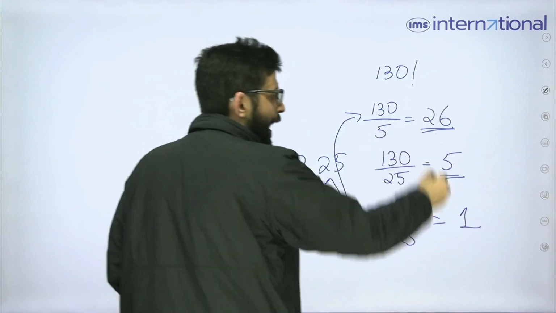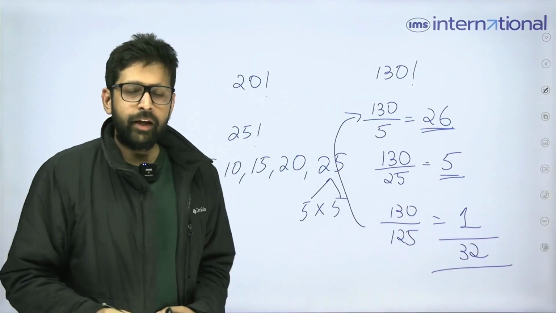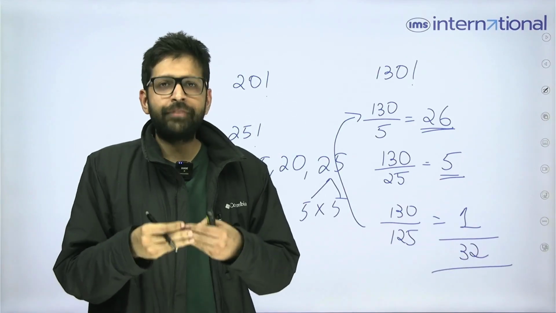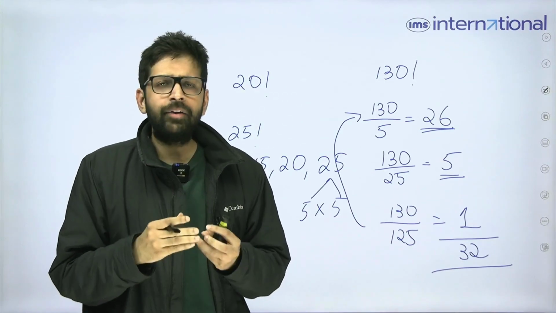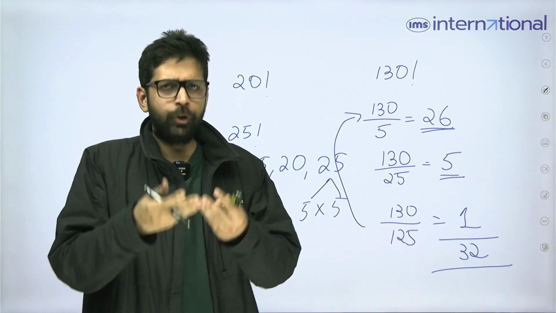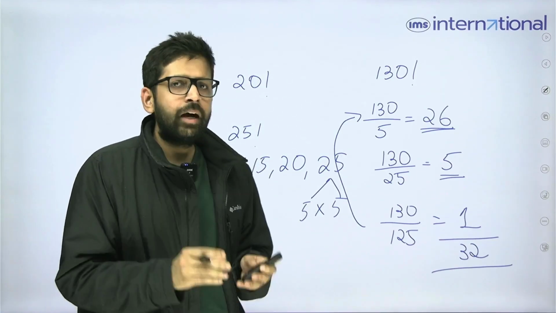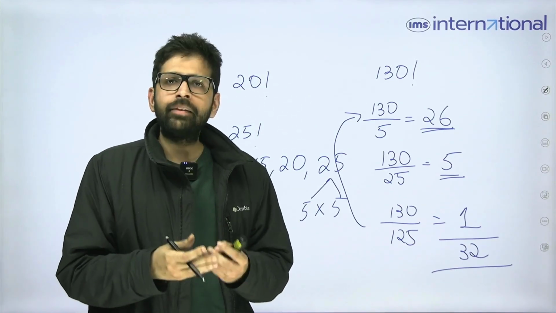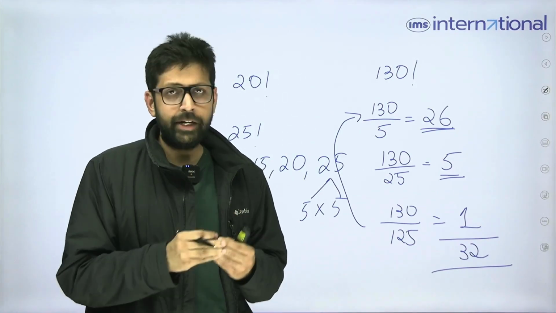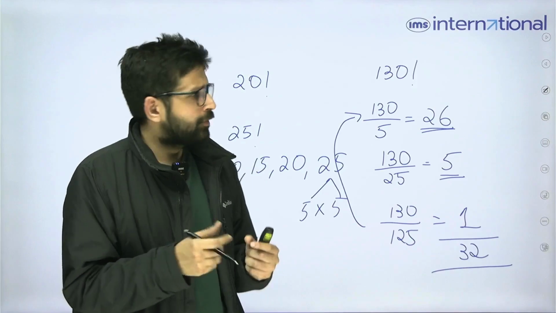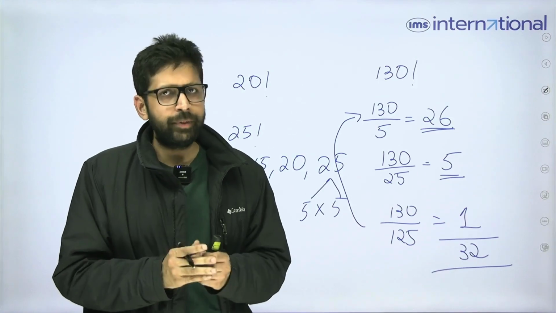So if I add all of this, what do I get? 32. So therefore, up till 130 factorial, I will have 32 5s and I will have a lot of 2s, which will help me make a total of 32 10s, and therefore which will help me make a total of 32 zeros towards the end. Right, and therefore if this was the question, how many zeros are there at the end of 130 factorial, my answer would have been 32.